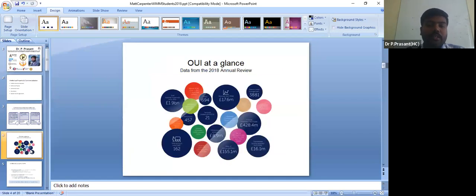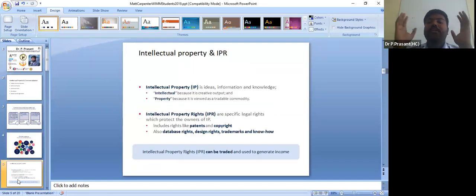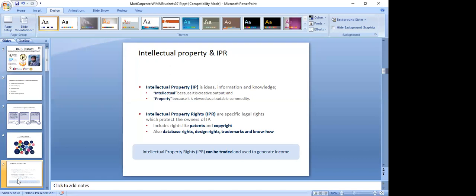So basically the products we have done are covered in an annual review, which is a report. Every product has an intellectual property. What does that mean? The idea, information, and knowledge. It is intellectual because it is a creative output, and property because it is viewed as a tradable commodity. So this is a tradable commodity, and this is the base we are using.